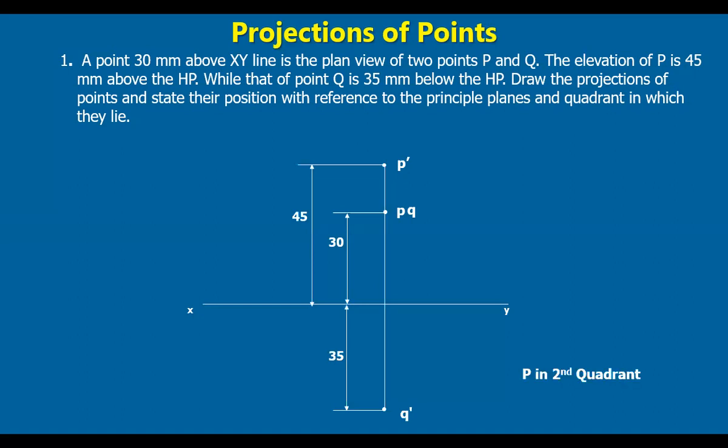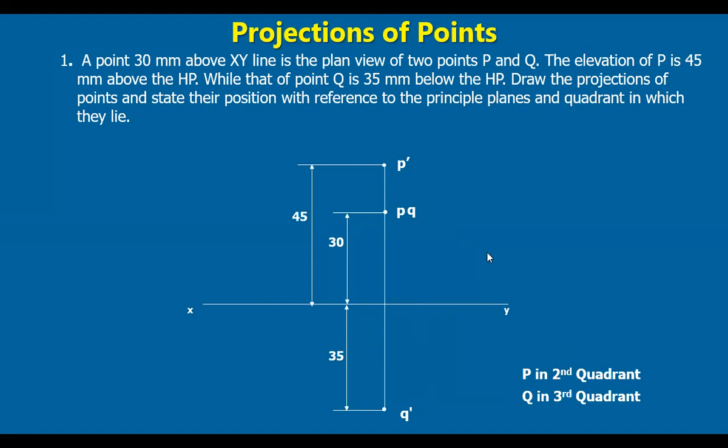Coming to the point P, it is lying in the second quadrant because both the projections, front view and top view, are lying on one side and above the reference line. That's why it is in the second quadrant. Point Q, as you guessed, is in the third quadrant. Front view is below the reference line and the top view is above the reference line.